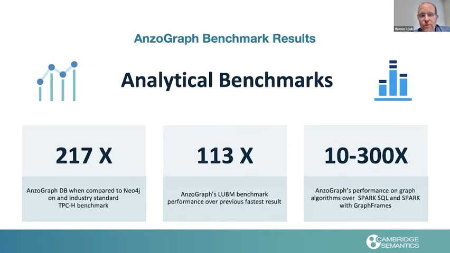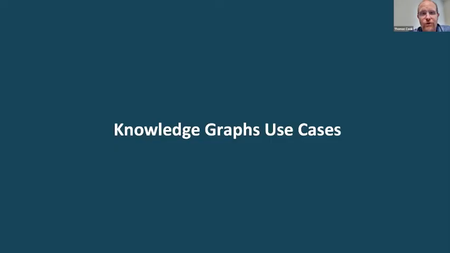The second benchmark is the Lehigh University benchmark, and we were 113 times faster than the previously published benchmark there. We also ran the TPC benchmarks against Spark SQL and Spark graph frames, and we saw anywhere from 10 to 300x performance improvements there. And anecdotally, in a number of different competitive situations, we've seen performance gains similar against a lot of other competitors. So we're happy to be put to the test, stand us up, and we would love to be part of your pilot or proof of concept to test the performance and capabilities of AnzoGraph.